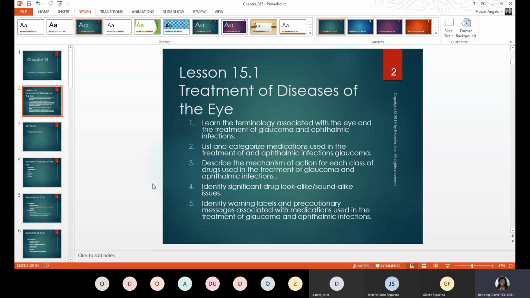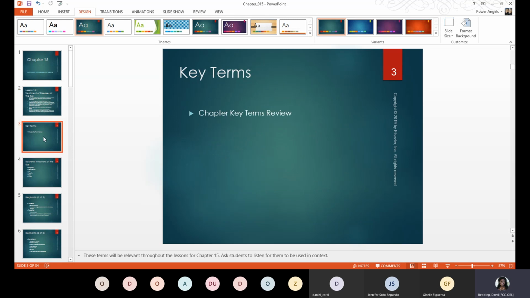And lastly, but definitely not least, you should be able to identify warning labels and precautionary messages that are associated with medications that are used in the treatment of glaucoma and ophthalmic infections. So now that I've gone over the objectives for the treatment of the diseases of the eyes, I'm going to first talk about some of the key terms that we're going to review.